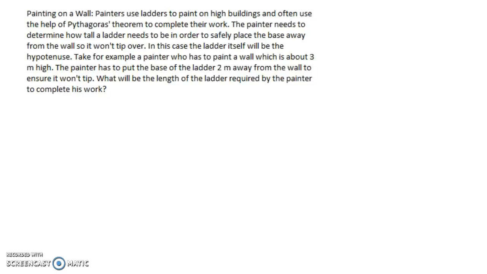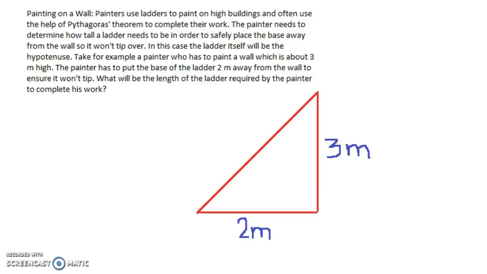A good idea when solving real-life problems is to always draw a picture. Drawing a diagram will help you figure out the missing side and help you determine which rule to use. So drawing a picture like this would help me understand that the hypotenuse is the missing side. The ladder in this case is like the hypotenuse.